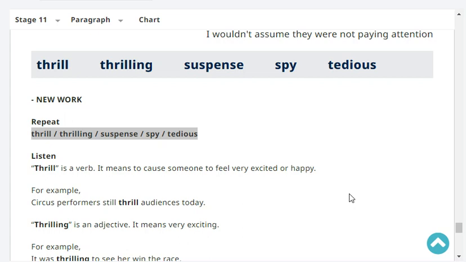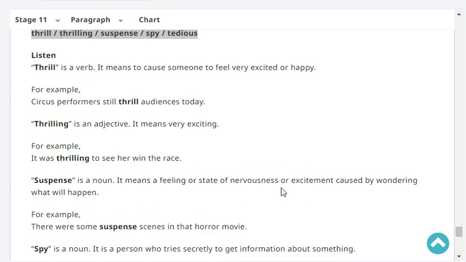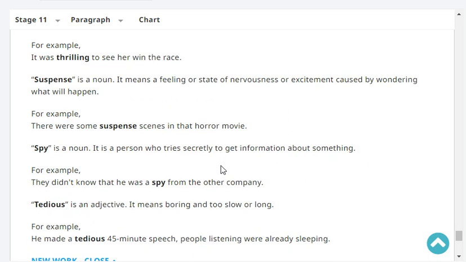Thrilling is an adjective. It means very exciting. For example, it was thrilling to see her win the race. Suspense is a noun. It means a feeling or state of nervousness or excitement caused by wondering what will happen. For example, there were some suspense scenes in that horror movie.